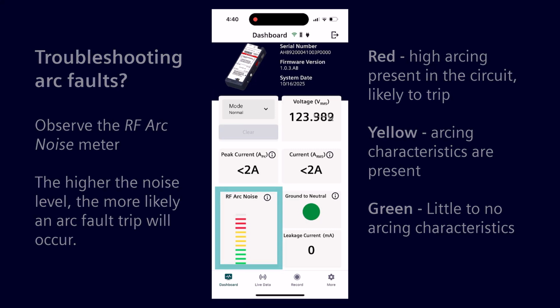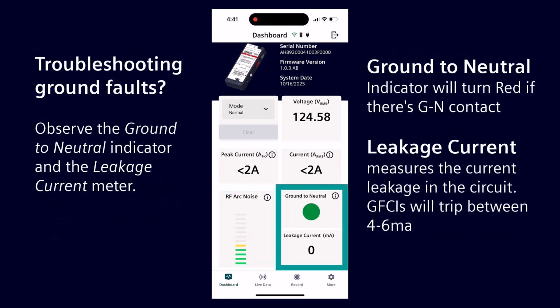If you're troubleshooting a ground fault trip, observe the leakage current and the ground to neutral indicator. The leakage current will measure the amount of leakage on the ground wire. If a GFCI breaker detects a leakage of 6 milliamps or more in a circuit, it will trip. The ground to neutral indicator is green when there is no contact between the neutral and ground wire, but will turn red if it detects contact between the two wires.